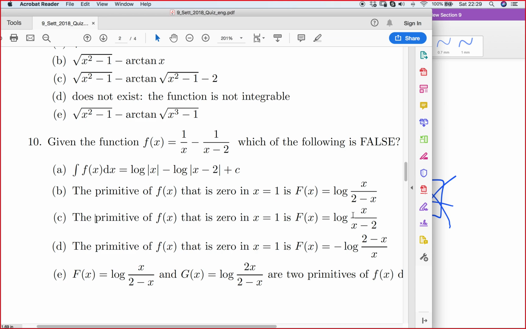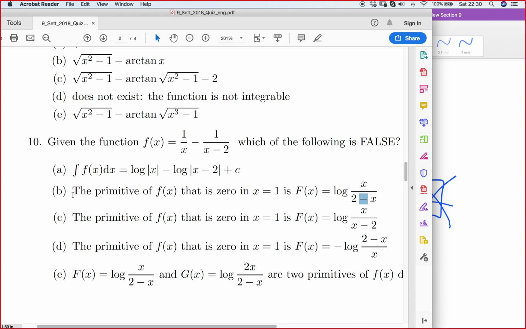Ah no, it was 2 minus x. So B is correct, but C is false. Yes or no? Doubts? In fact, this function is probably not even a primitive, because it should be x over 2 minus x, not x over x minus 2.